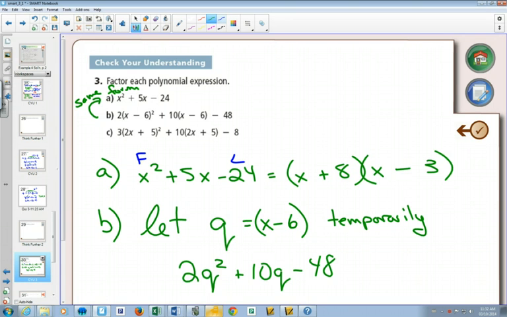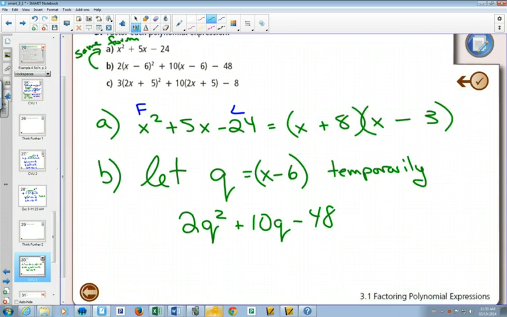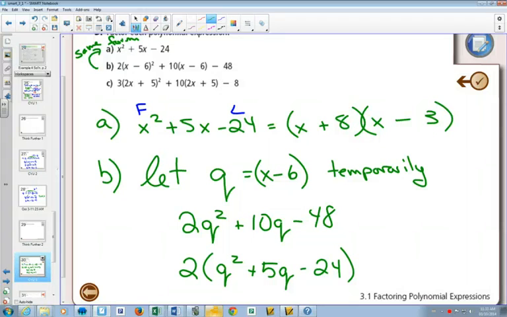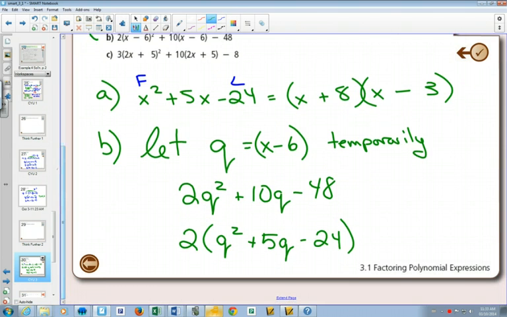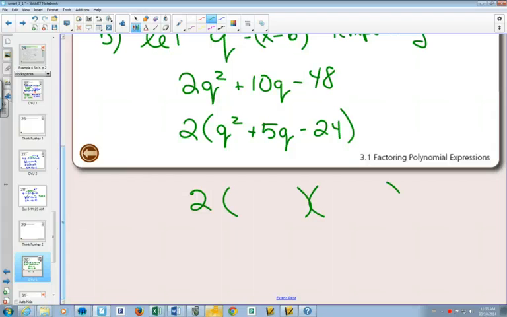And by substituting that in, now we can check. Is there a common factor? 2. So we'll take that out to start with, leaving us with q squared plus 5q minus 24. Ooh, that's the same thing we had for part A, right? We've already factored that. That just becomes bracket, q, q, and 24 and 5 you already know is 8 and 3. The 8 had to be positive, the 3 had to be negative.